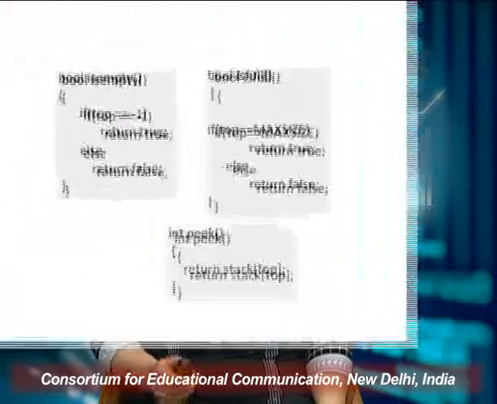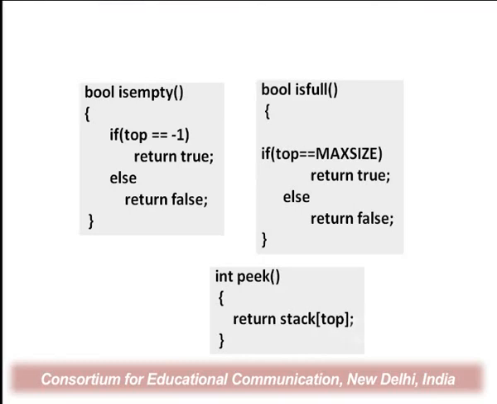Peek is another function which is going to return the top of the array stack. So, stack here is an array and it is going to return the topmost element which is given by the index top. So, these are the subordinate functions which are required for push and pop operations of stack.